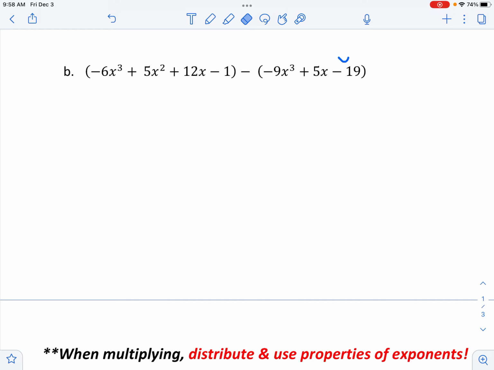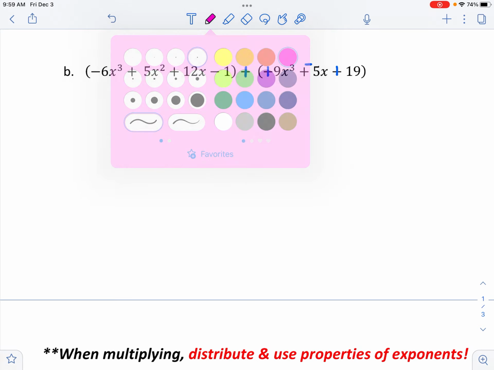I'm going to change this to addition, and then I'm going to distribute the negative. So this would become a plus, this would become a minus, and this would become a plus. Now it's just like the last problem. So I'm going to go through and combine like terms.